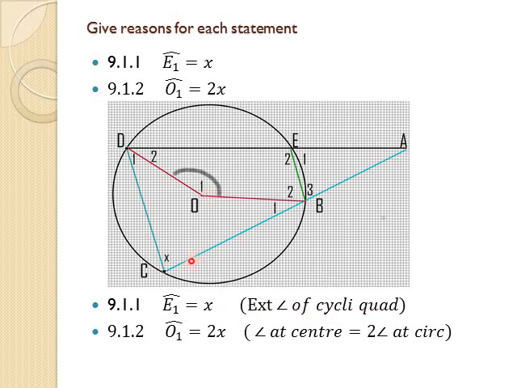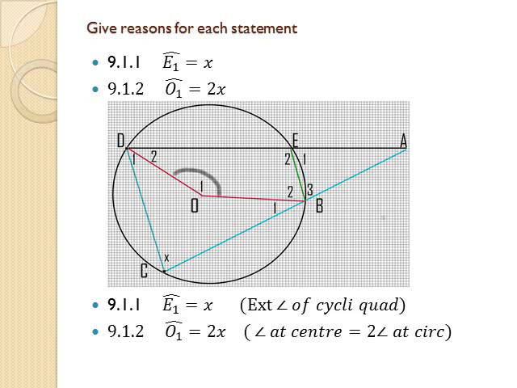Right, if we look at O1 and we look at C there in blue, it goes back to D and B, so it's subtended by that arc DB. If I go back, O1 ends at D and ends at B, and it's also subtended by the same arc DB. So therefore angle at center equals 2 times angle at circumference. Therefore O1 equals 2x. My reason: angle at center equals 2 times angle at circumference.